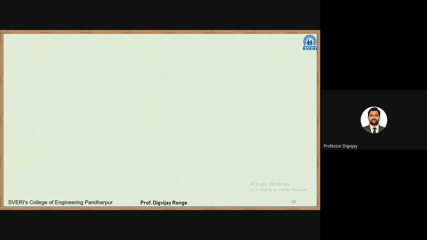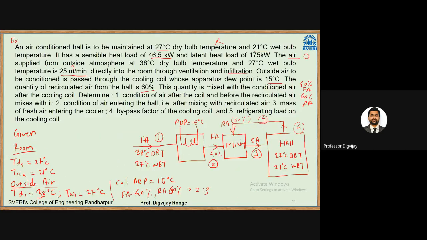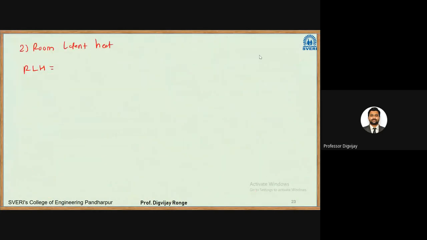Next step is to calculate RLH, room latent heat. So second will be room latent heat. The same process follows here also. So RLH will be equal to some values they have given already in the example. See here, they have given the value 175 kilowatt. So I will take that. Let me confirm, it is 175 or 17.5. So it is 17.5.